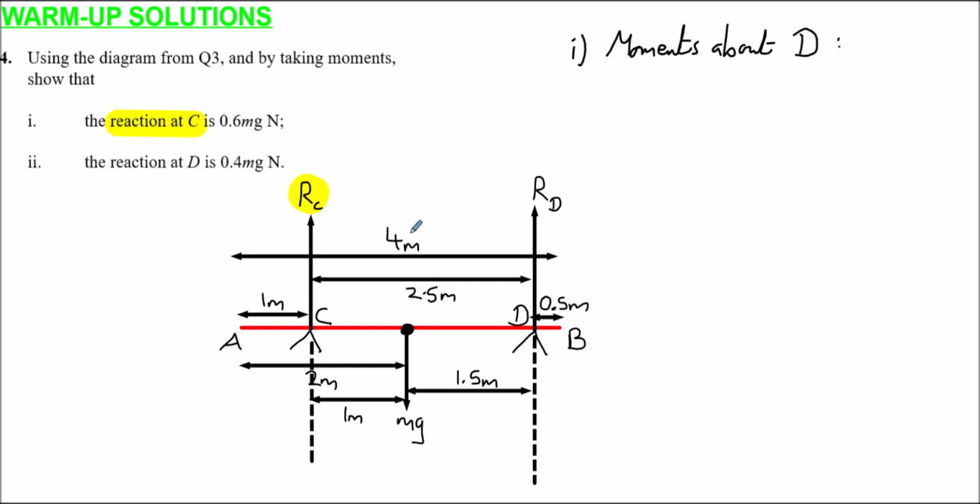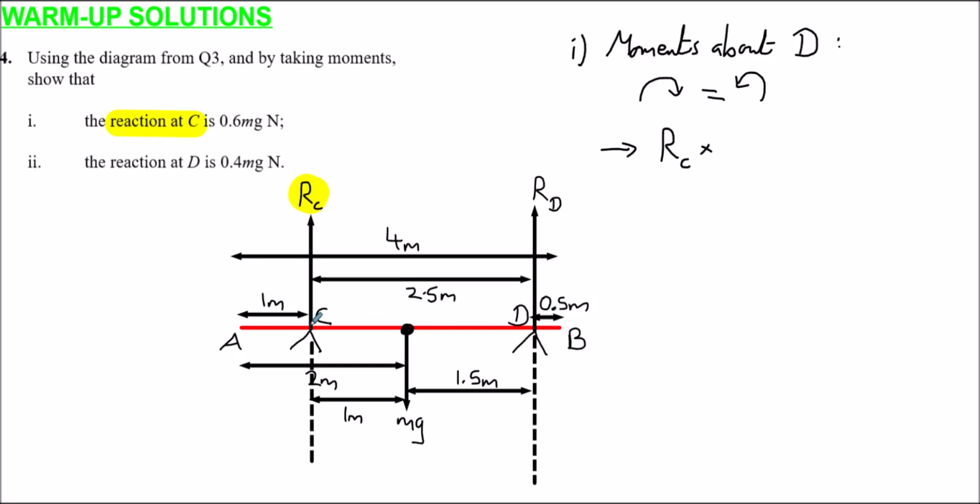Now, about point D, because this rod is in equilibrium, it's not tilting or falling off its supports, we know that the moments clockwise will balance exactly with the moments going anti-clockwise. So moments clockwise will equal moments going anti-clockwise. So relative to D, the moment which is going clockwise is this reaction force. So clockwise, we've got the reaction at C multiplied by the distance of the line of action of RC from D.